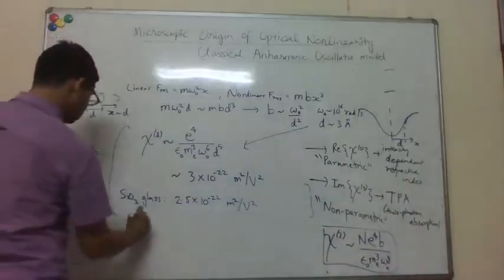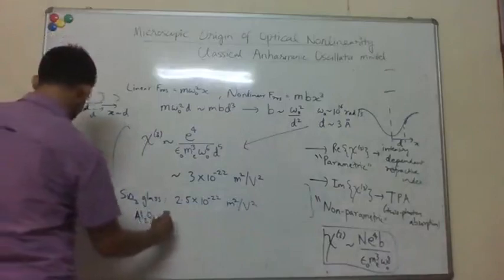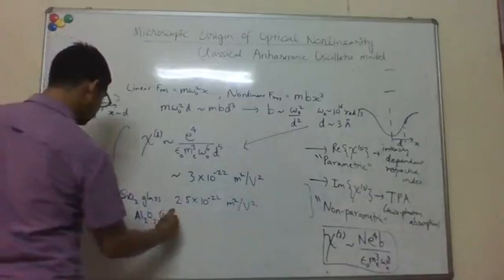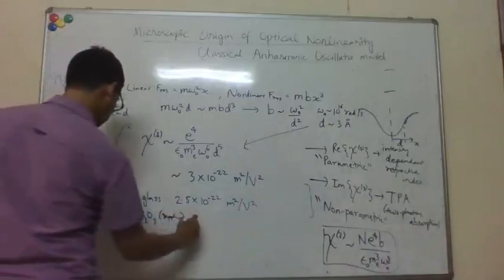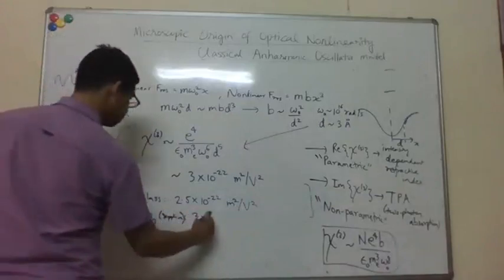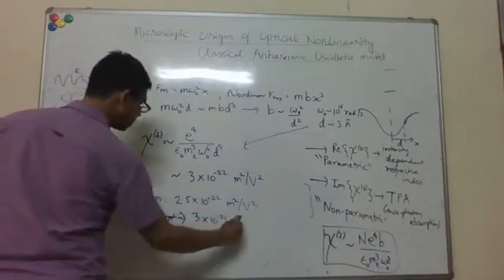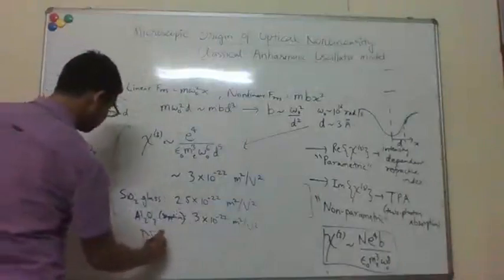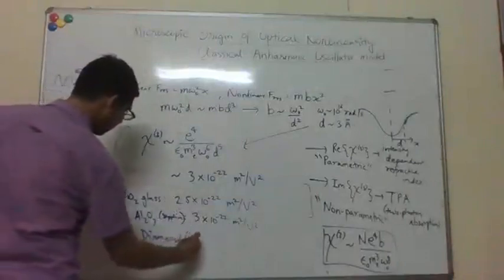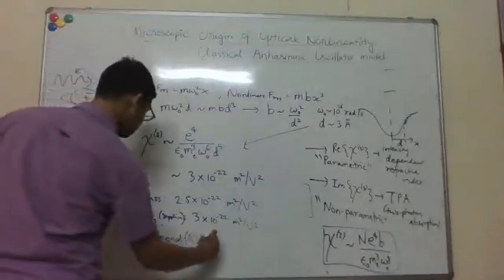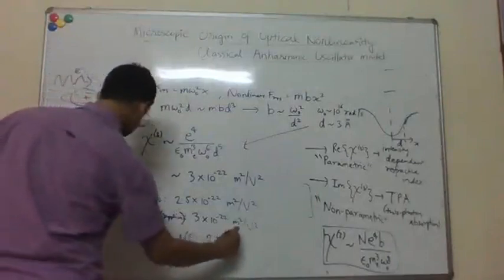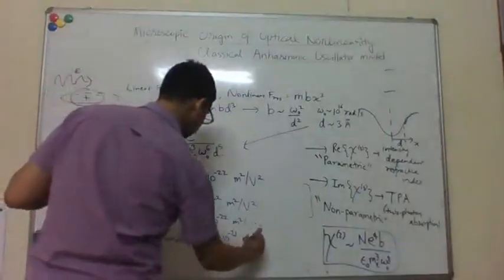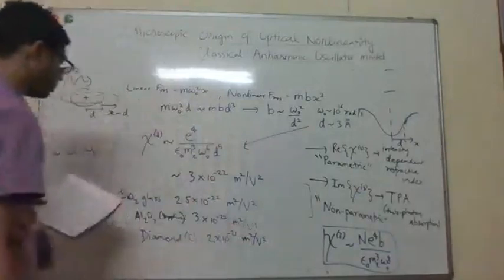Okay, so for another type of glass which is called alumina or sapphire, this value is 3 times. So the order of magnitude is basically the same. If you look at diamond, it's off by 1 order of magnitude. It's close enough.